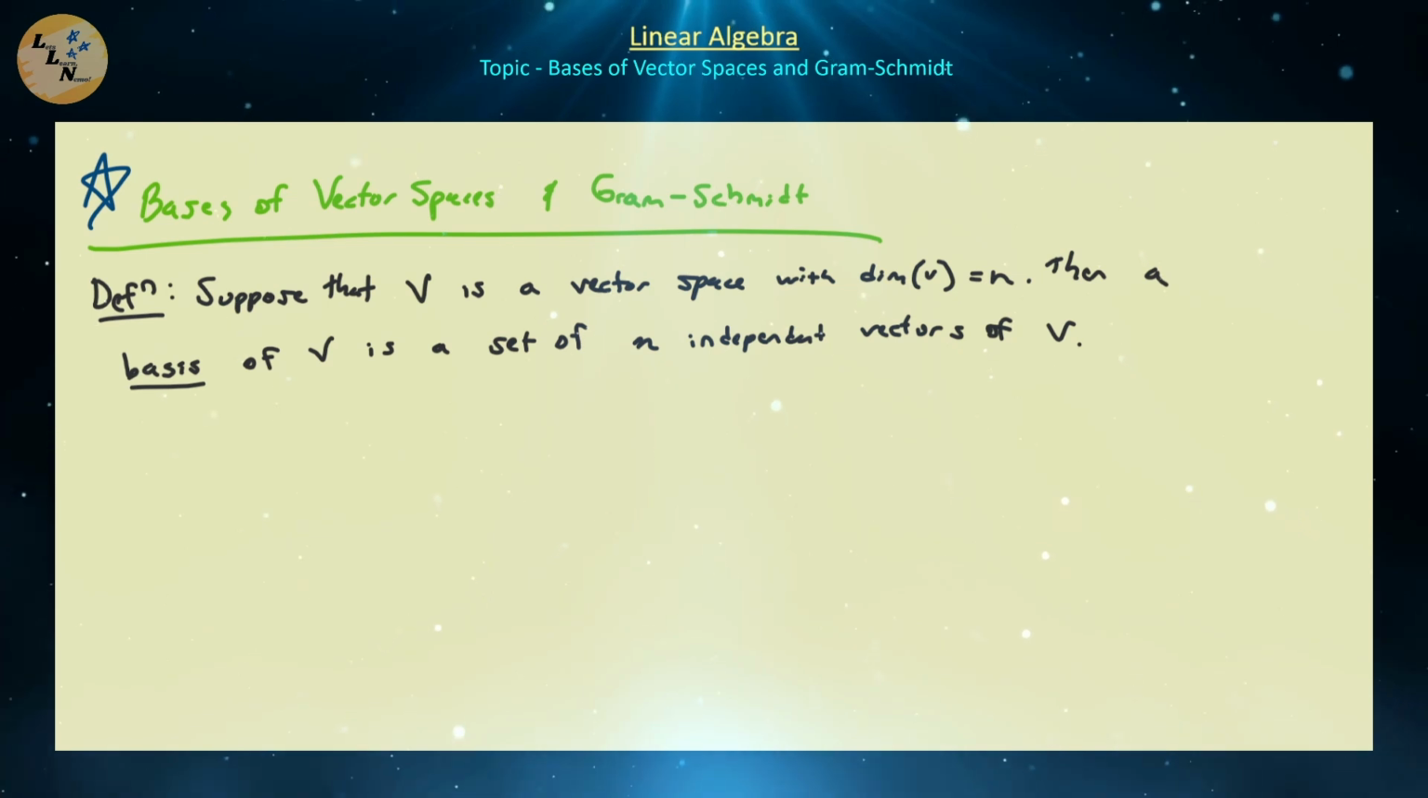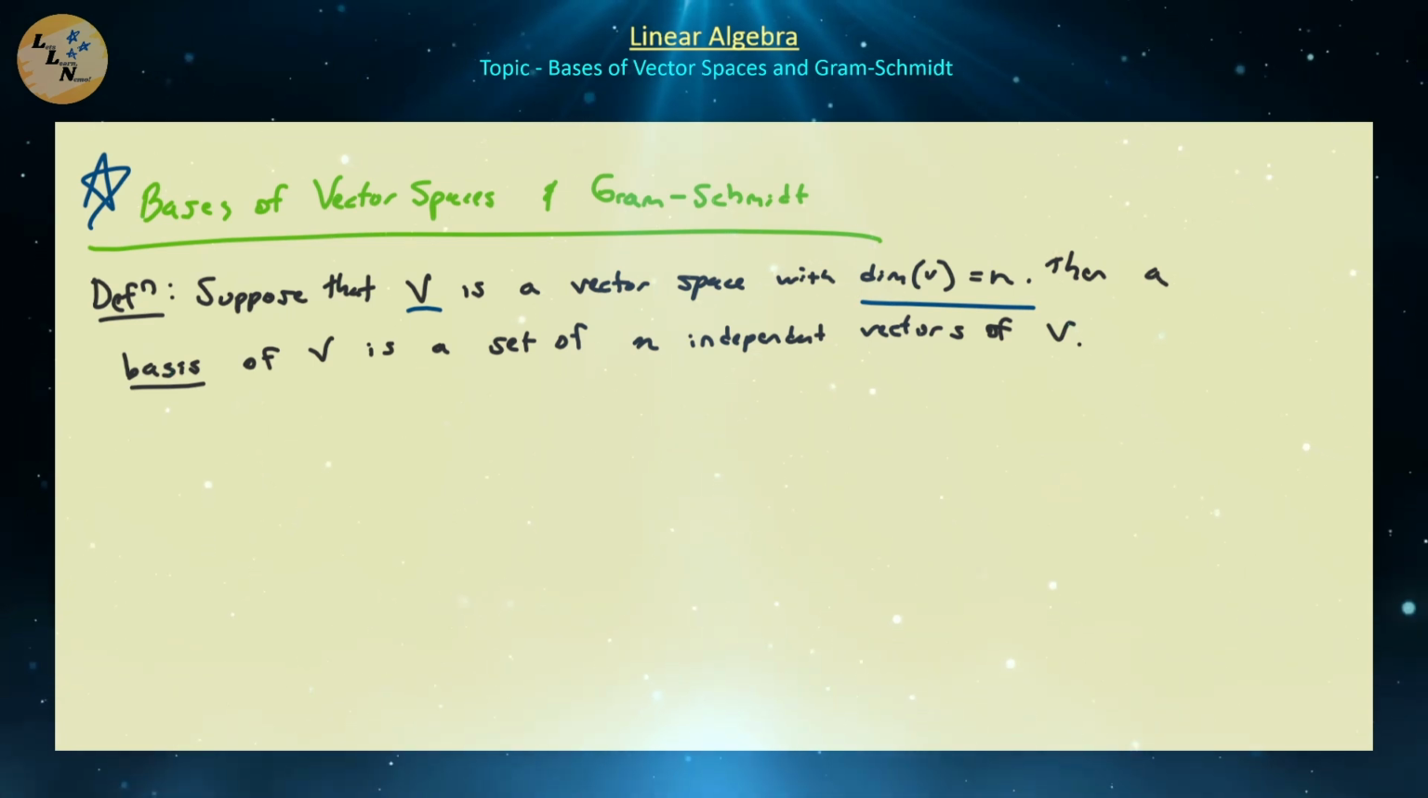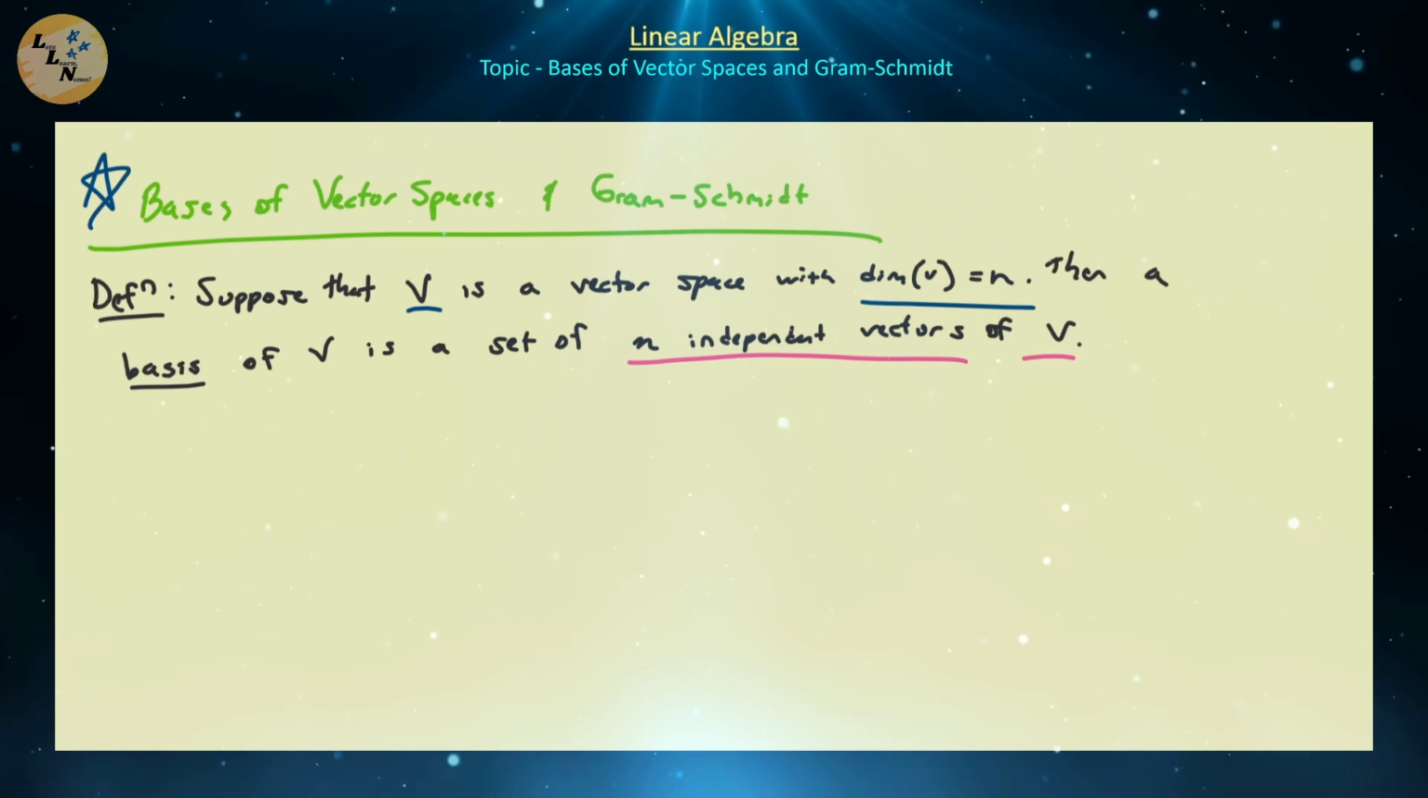So let's assume that V is a vector space, i.e. it satisfies those 10 properties that we discussed before, and let's assume that the dimension of V is equal to n. Then a basis of V is just a set of n independent vectors all belonging to V. So if you know anything about independent vectors and sets of vectors, we should know already that if we have n independent vectors of a set V and the dimension of V is equal to n, then we should know that the span of that set is equal to the entire set, right?